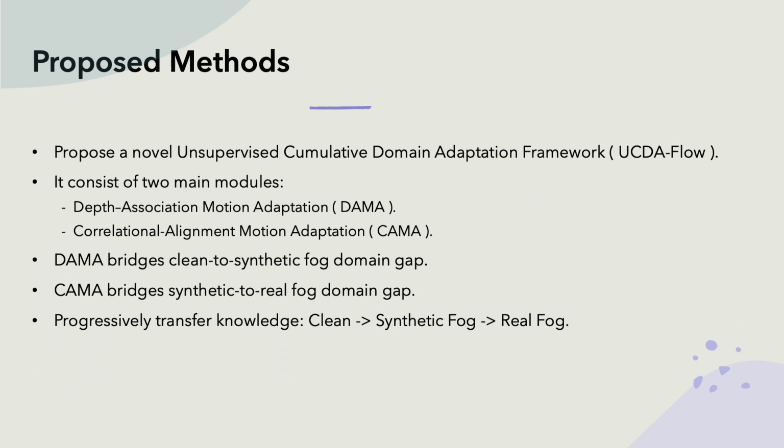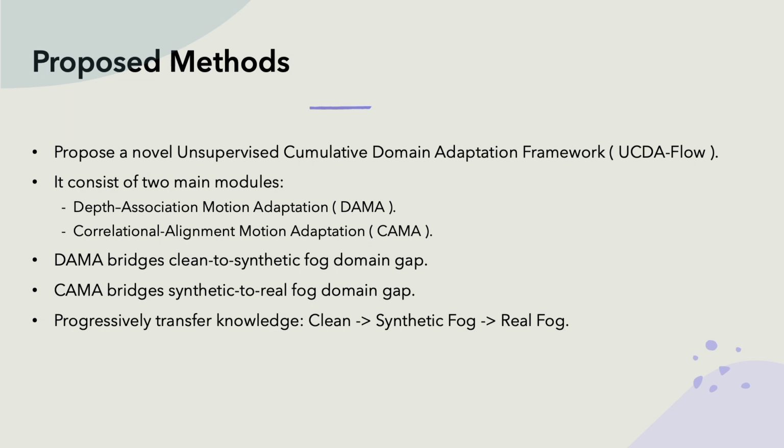To address the problem of optical flow estimation under real foggy scenes, the unsupervised cumulative adaptation framework UCDA-Flow has been proposed. UCDA-Flow consists of two main modules. The first is called the Depth Association Motion Adaptation module, or DAMA, designed to bridge the domain gap between clean scene and synthetic foggy scenes generated using atmospheric models. The second module is Correlation Alignment Motion Adaptation, or CAMA. CAMA focuses on bridging the gap between synthetic fog renderings and real foggy scenes.